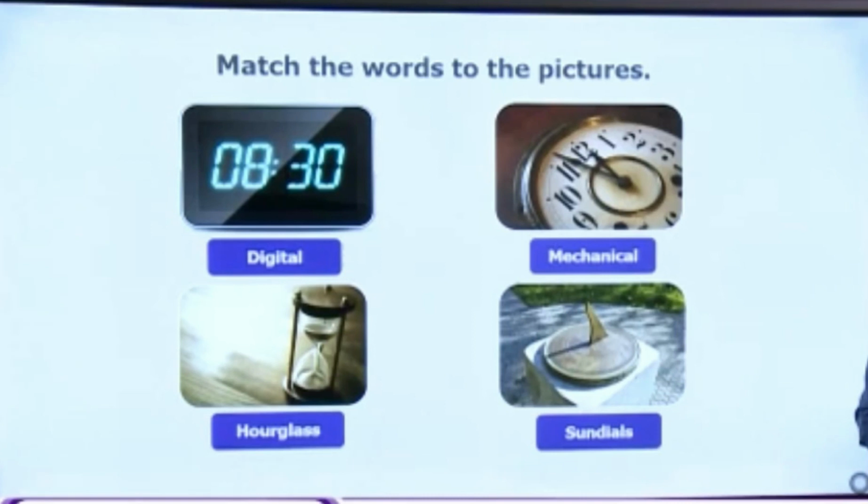Let's check your answers. On the first picture you can see digital clocks. On the second picture we can see mechanical clocks. On the third picture is the presentation hourglass, yes. In the fourth picture we can see sundials. If you have matched all 4 pictures correctly, great. If you have 2 or 3 correct answers, it's fine.